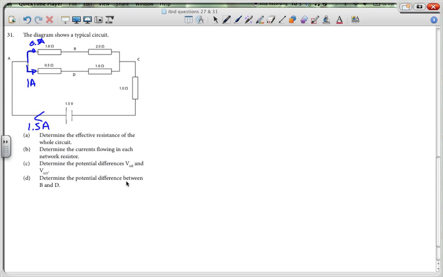So going from A to B, VAB is equal to I times R. That's going to be going through there. So your potential energy drop per coulomb, your V across there, would equal your 0.5 times your 1, so it would be 0.5 volts for VAB.